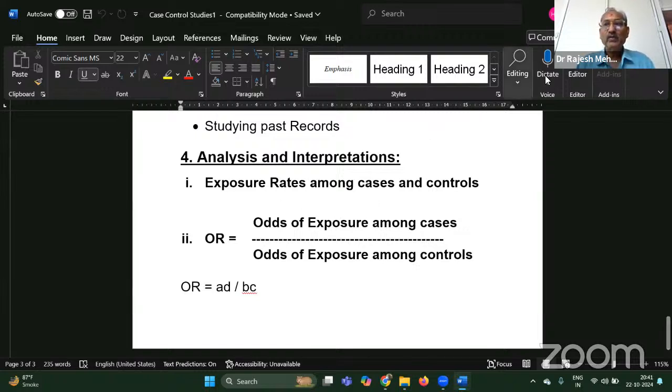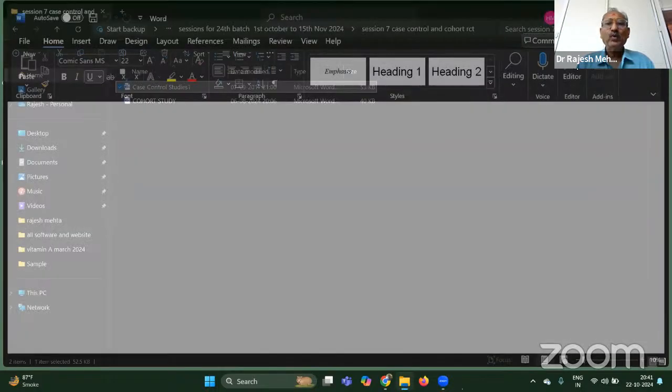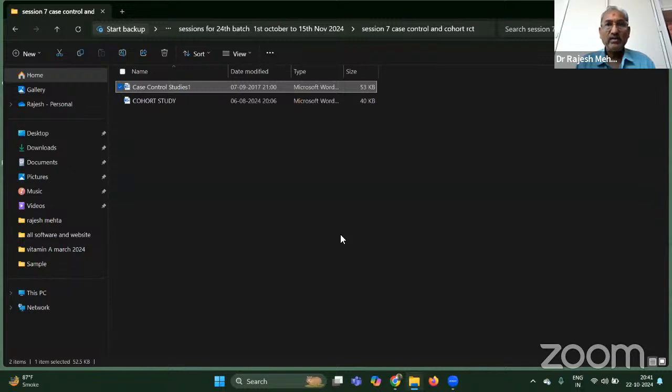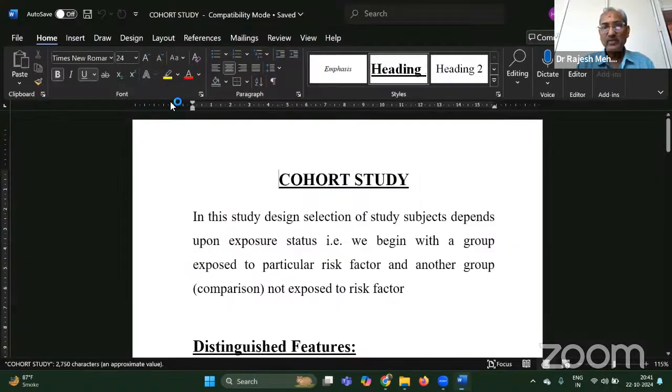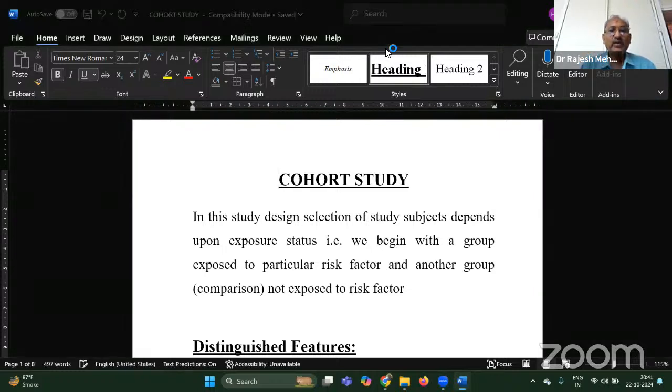So now, you should be writing in the chat box which kind of case control study you will be taking in your area, in your setup. I will give another example. Nowadays, hair fall is a very, very common thing. Hair fall versus no hair fall, this study can be taken.